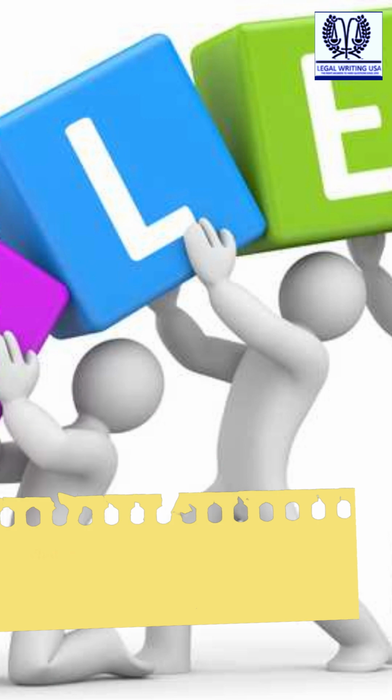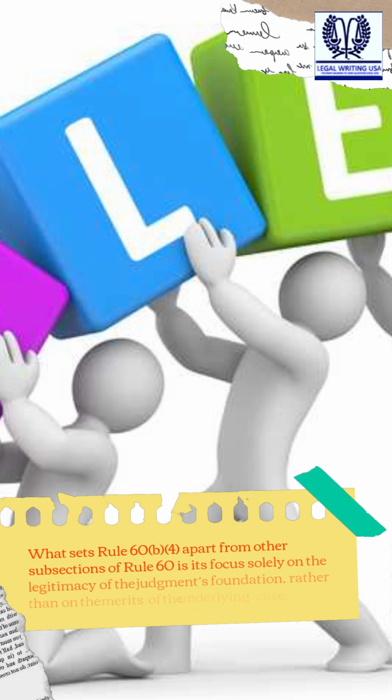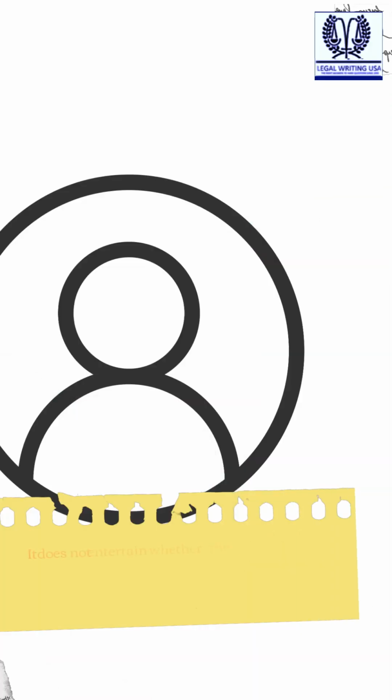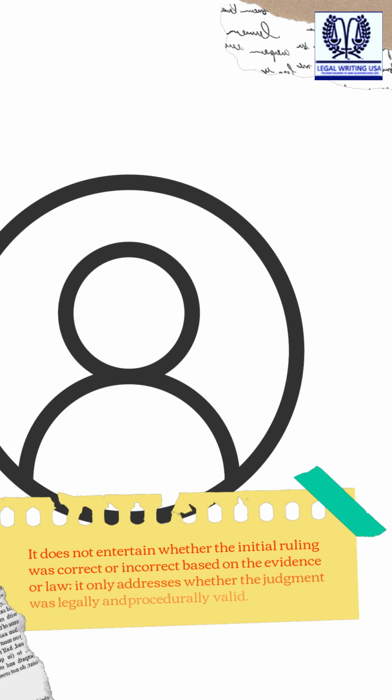Constitution. What sets Rule 60(b)(4) apart from other subsections of Rule 60 is its focus solely on the legitimacy of the judgment's foundation, rather than on the merits of the underlying case. It does not entertain whether the initial ruling was correct or incorrect based on the evidence or law. It only addresses whether the judgment was legally and procedurally valid.